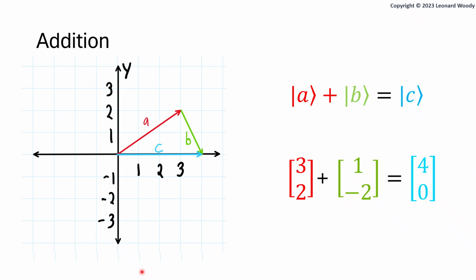Of course, we can do this algebraically too. If you remember, our vector A is 3 and 2, which is shown here. Our vector B is 1, -2, and 3 plus 1 is 4, 2 minus 2 is 0, and this vector C here is 4 in the x direction and 0 in the y direction.